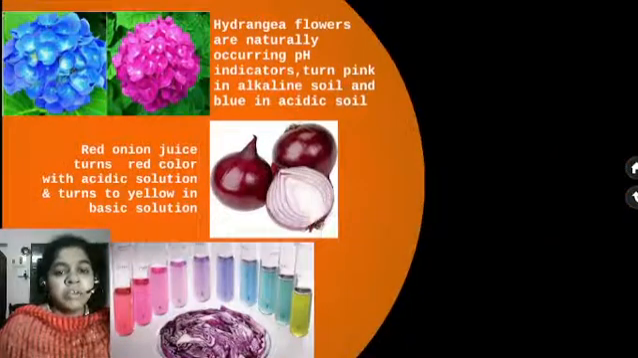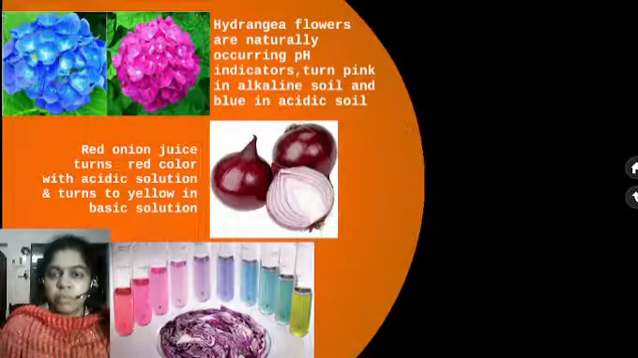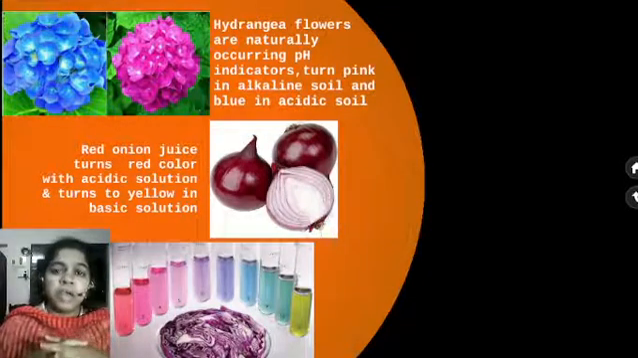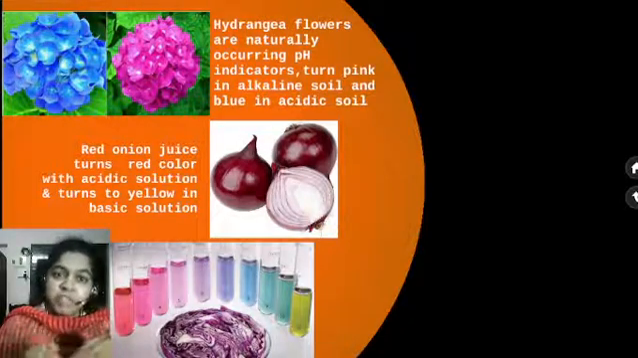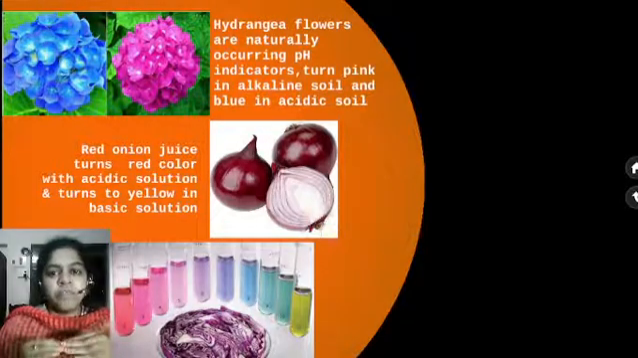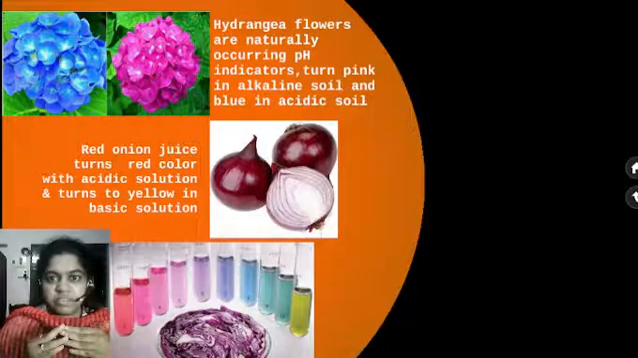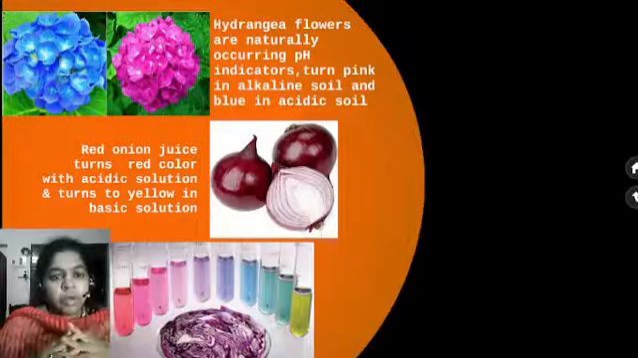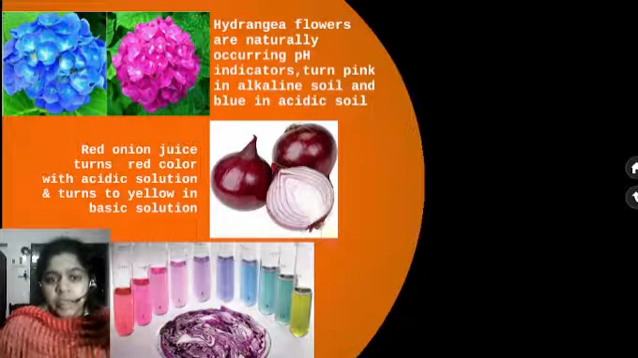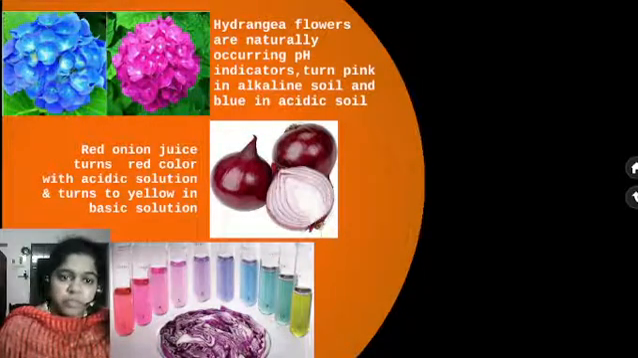So here are the other examples of natural indicators. These hydrangea flowers are naturally occurring pH indicators in nature. Depending upon the nature of the soil, the color of the flower changes. If this plant is growing in alkaline soil, it gives pink flowers. But when it is growing in acidic soil, it gives blue flowers.